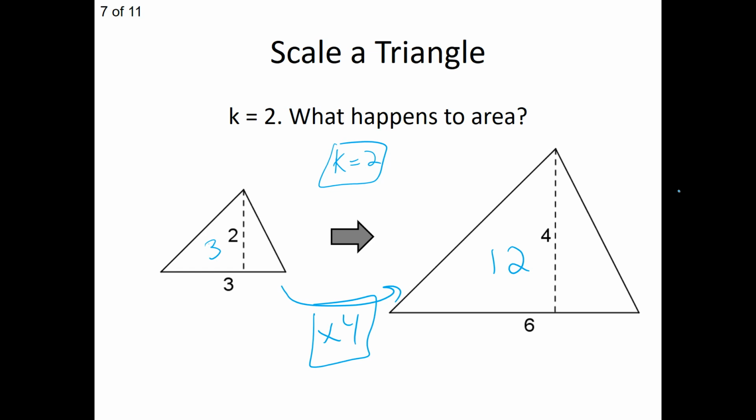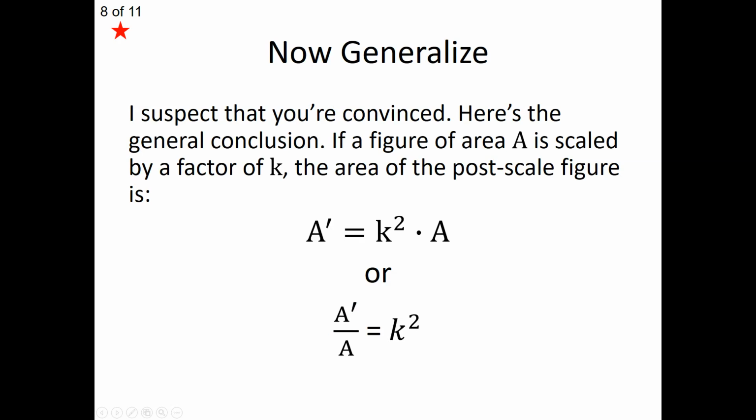So let's generalize this now and take a look at how we can use it for any scalable figure. Let A represent our pre-scale area, the original area of our figure before we scale it. Let K be the scale factor as we scale that given figure with area A. What we're going to find is that the post-scale area of our figure, which we'll call A prime, is equal to K squared times A.